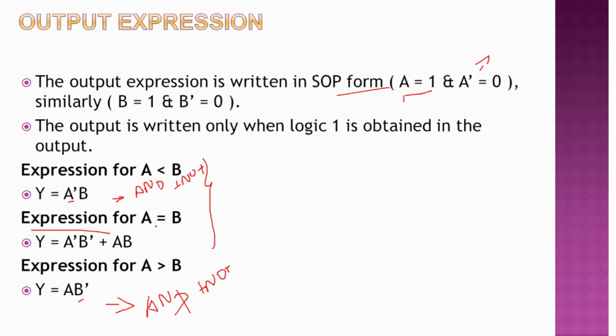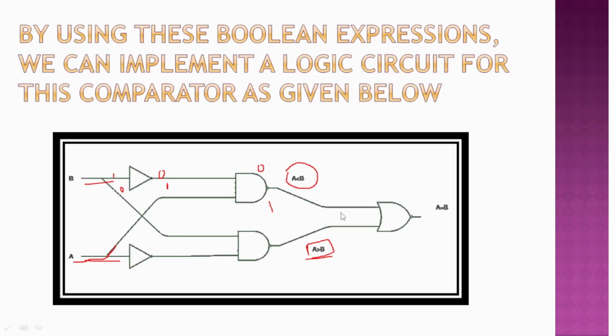The expression for A equal to B is A'B' plus AB. So these two are connected with AND gates, and these two are connected with the help of an OR gate. These gates will be used in the logical diagram. So A equal to B is A'B' plus AB. The plus is the addition term, and for addition you need to use this OR gate.